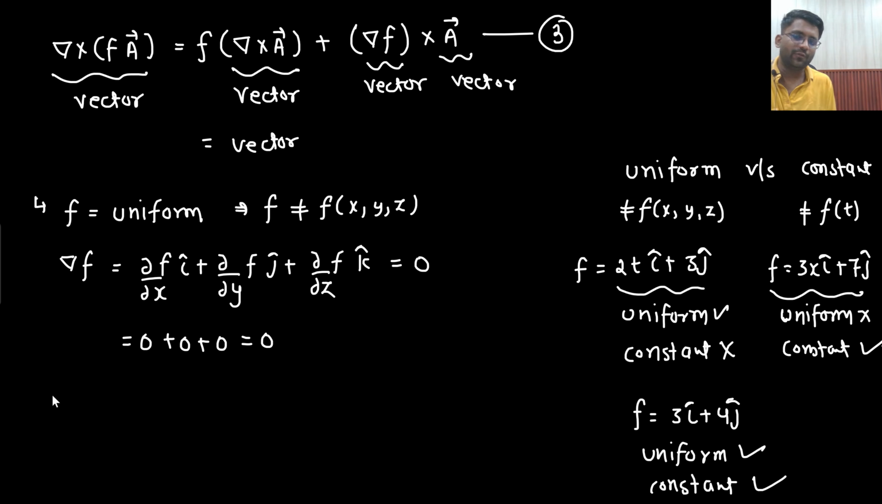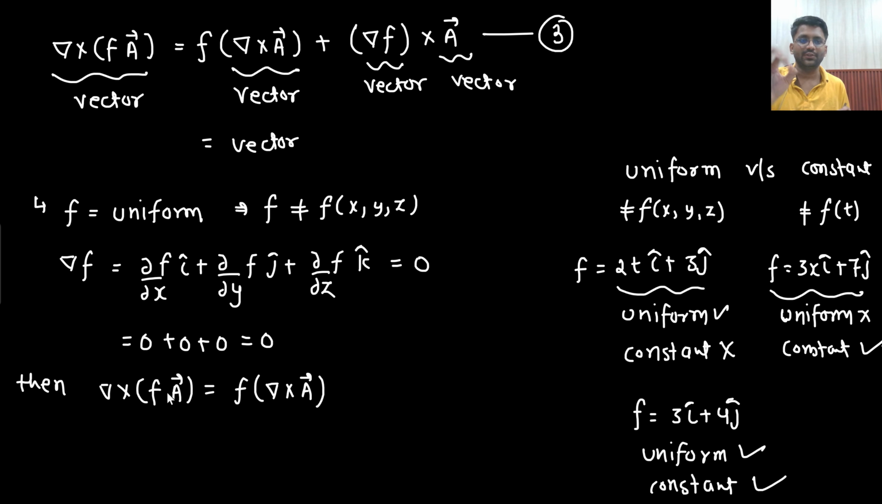So if f is uniform, then del cross f a vector could be written as what? This gradient of f is coming out to be 0, and 0 multiplied with anything will be 0 only. So directly, f comes outside: f del cross a. This is the answer if f is uniform. If it is not uniform, then you need to write down the complete answer.